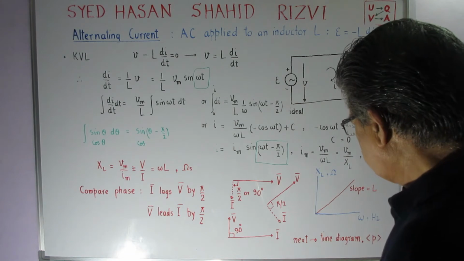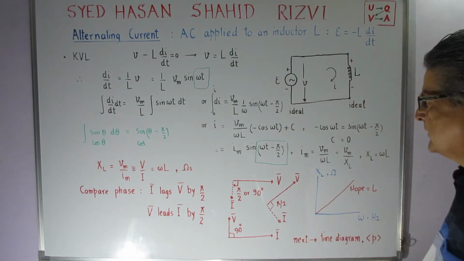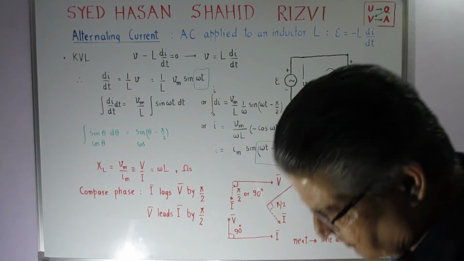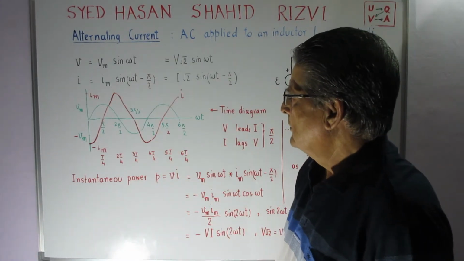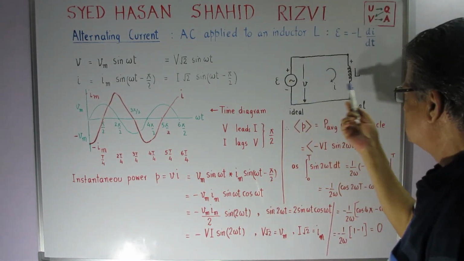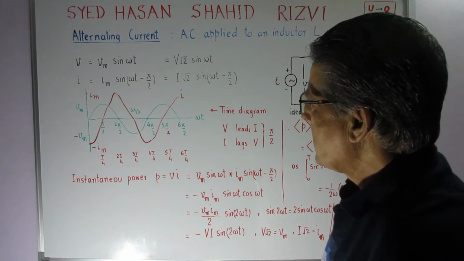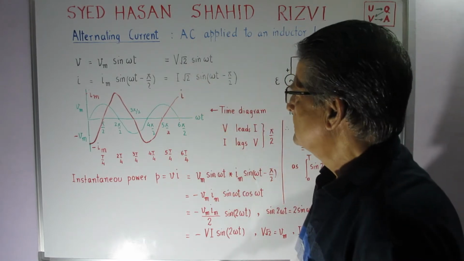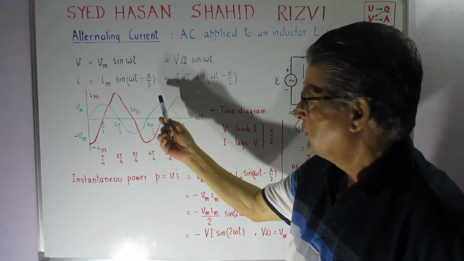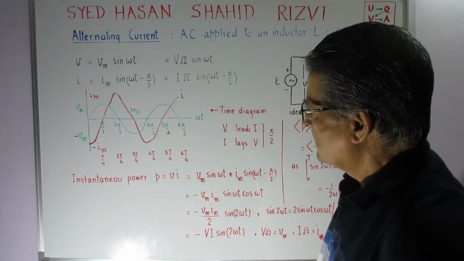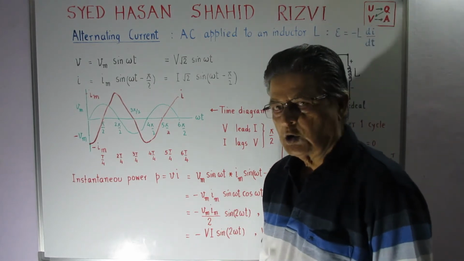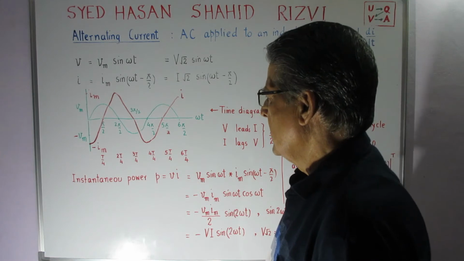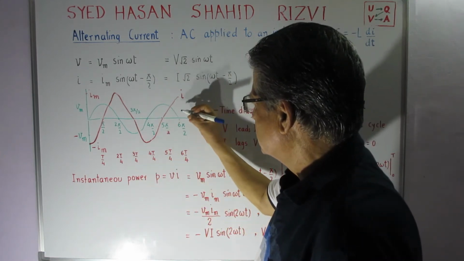Next, we'll have the timing diagram and the magnitude of the instantaneous voltage. We found through our discussion for this circuit, where we have an ideal source and an ideal inductor, that V is equal to Vm sin of omega t, which we can write as capital V root 2 sin of omega t, and I is equal to Im sin of omega t minus pi by 2, which I can write as capital I root 2 sin of omega t minus pi by 2. I have tried to express it in the form of a time diagram. So first look at the voltage here.